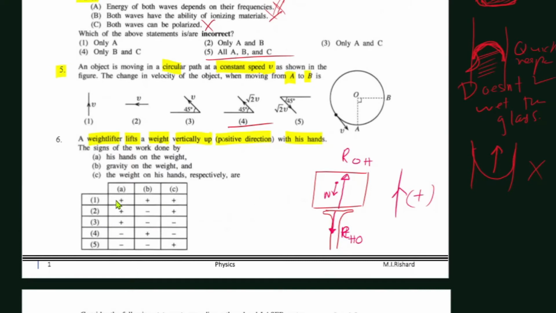So one of these three. The gravitational force, the gravitational work done on the weight, is acting downwards, which means it is negative. Downward should be considered as negative. Now we have shortlisted to these two. Next, the weight on his hand. The work done by the weight on the hand, by the object, is downward. It is also negative. So the answer is the third one.